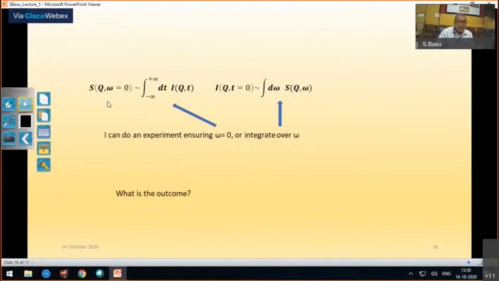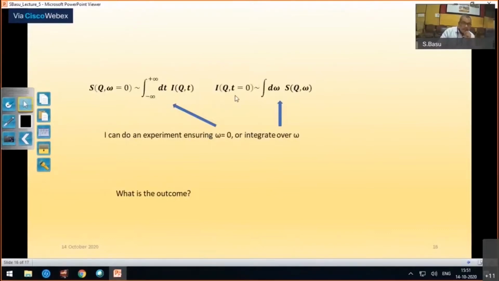So now if I write S of q, omega equal to 0, S of q, no energy transfer, this is nothing but time, because e to the power i omega t for omega equal to 0 has vanished. So this is integral dt I of q, t. So this is a time integral of the intermediate scattering function or the structure.